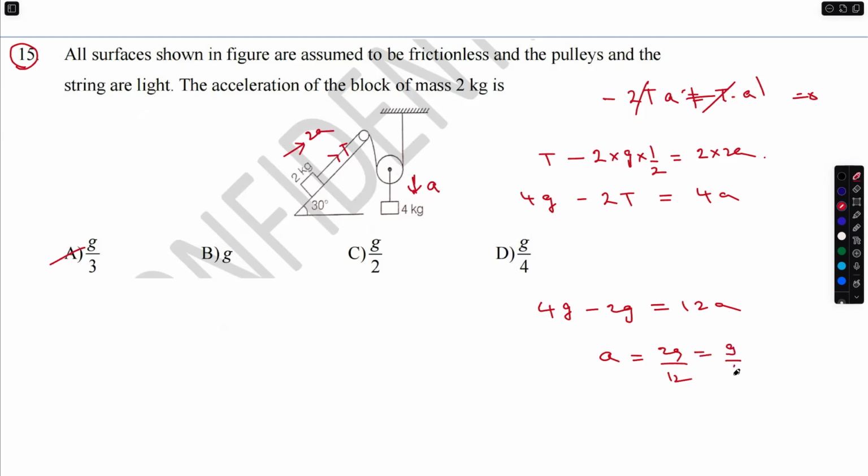G by 6. Remember, the acceleration of the block of mass 2 kg is what you want. Unfortunately, there is no G by 6 here. They are not asking A, they are asking 2A. So G by 3 is correct.